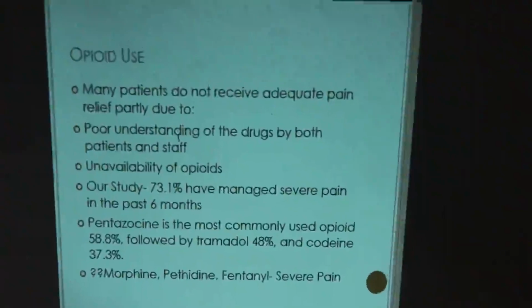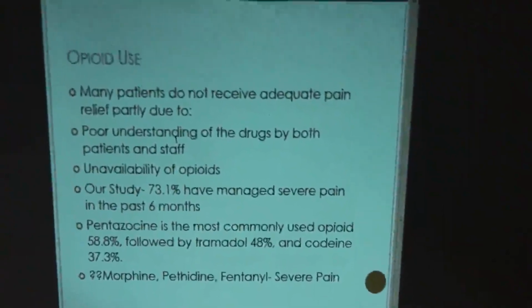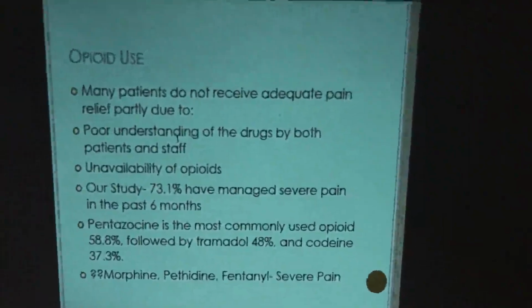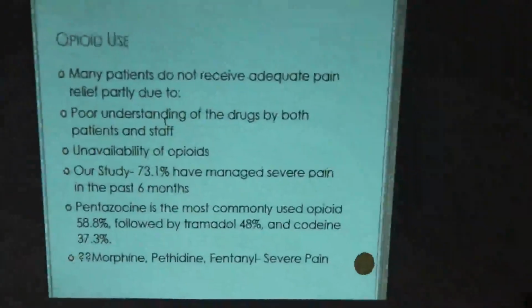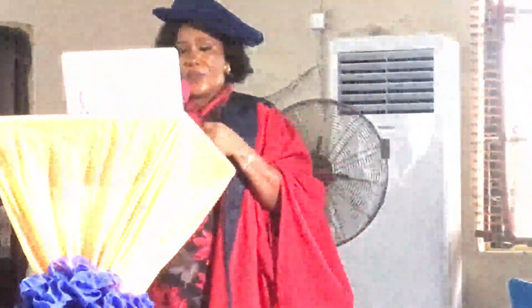Many patients do not receive adequate pain relief because of poor understanding of the drugs by both patients and staff, and of course, unavailability of the drugs also. Studies show that 73.1% of our clinicians have managed to give pain relief in the past 6 months, but they were using pentazocine, tramadol, codeine. Whatever happened to morphine, pethidine, fentanyl that is recommended by the WHO for severe pain?